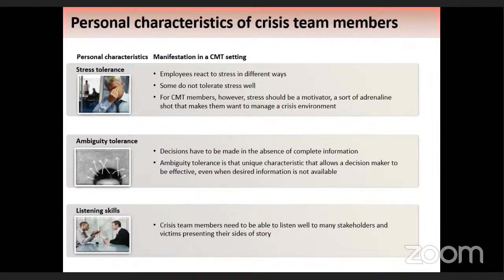Then we have listening skills. Crisis team members need to be able to listen well to many stakeholders and victims presenting their side of the story. Every member of the crisis management team must be able to listen very well.